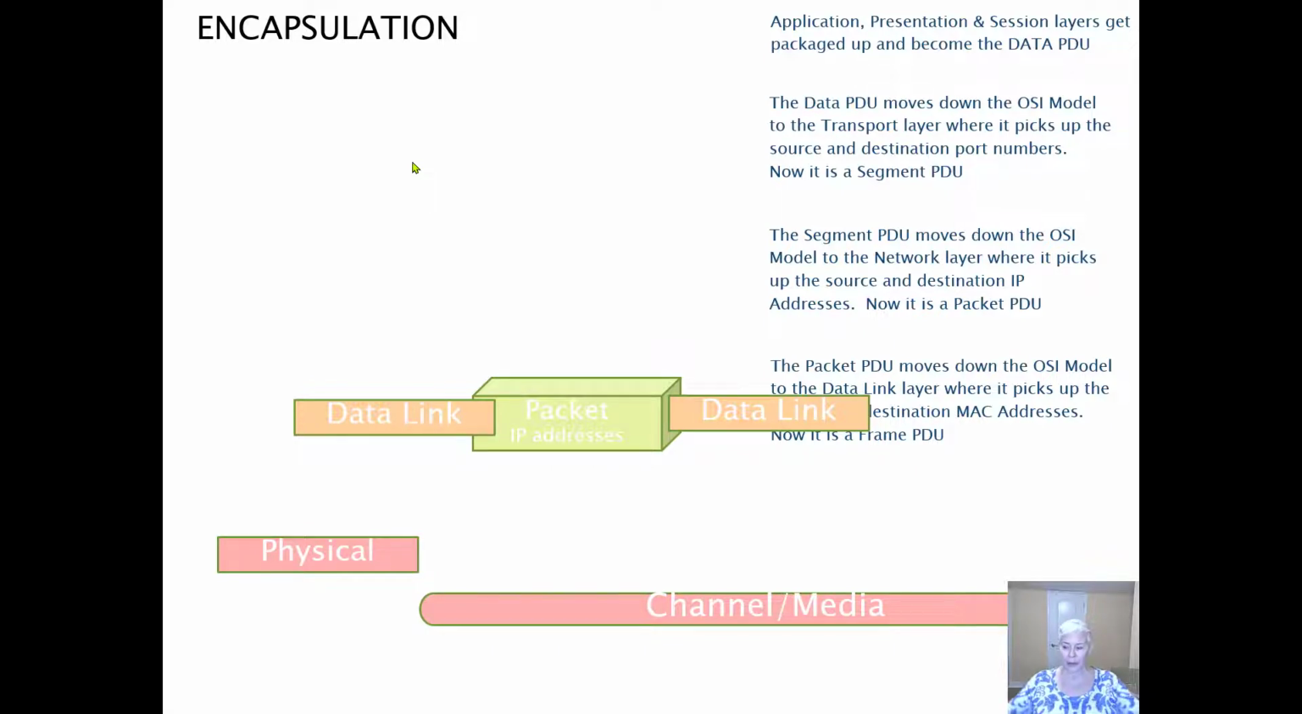Now remember, this process is called encapsulation. It gets encapsulated, and inside that encapsulation is the source MAC address and the destination MAC address. Now this new encapsulation, because remember, the packet had encapsulated the segment, and the segment had encapsulated the data, so that's now all stuffed inside of the frame. The frame is the name of the PDU at the data link layer, which is layer 2.